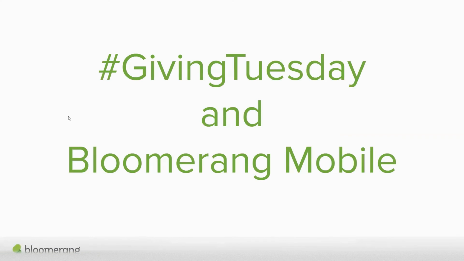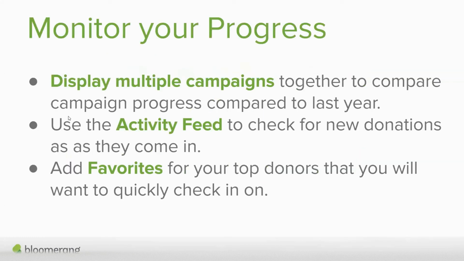Now, if you are using our mobile app, which right now is only for iOS, how can the Bloomerang mobile app help you on day of Giving Tuesday? It really helps you monitor your progress, first of all. You can display multiple campaigns together to compare campaign progress to last year. You can use the activity feed to check for new donations as they come in. You can add favorites for your top donors that you will want to quickly check in on or make a quick phone call to.